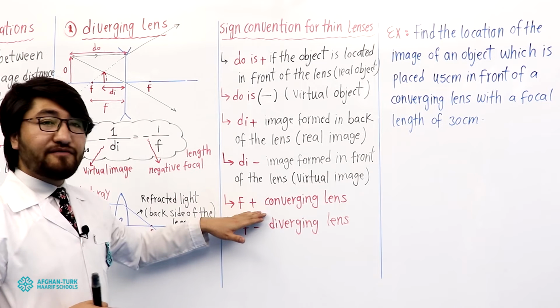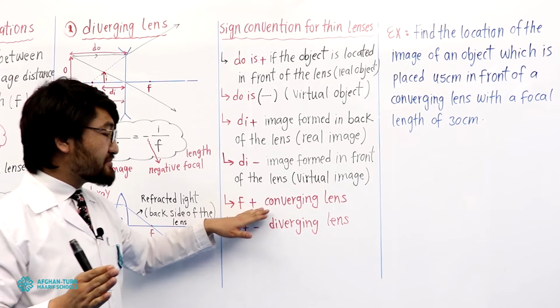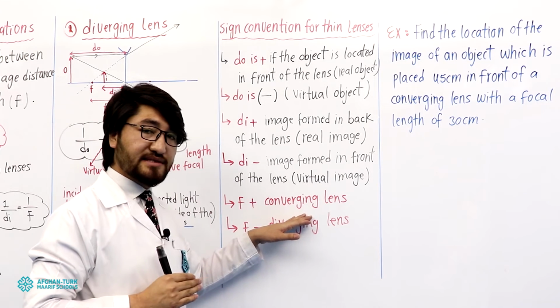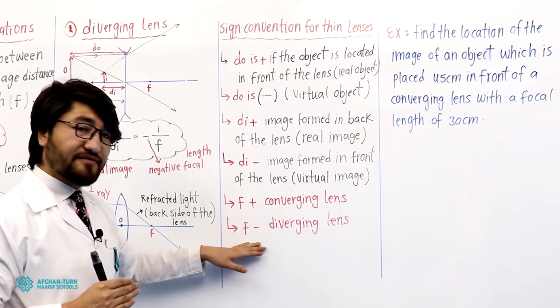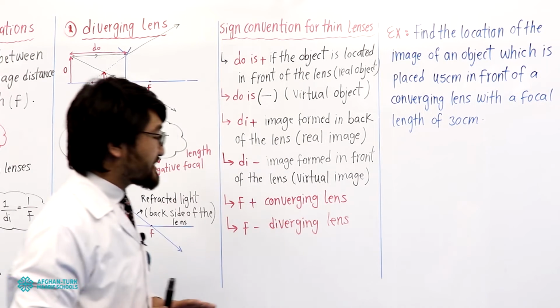And if the focal length is positive, it represents that the lens is a converging lens. If f is negative, negative indicates or represents a diverging lens.